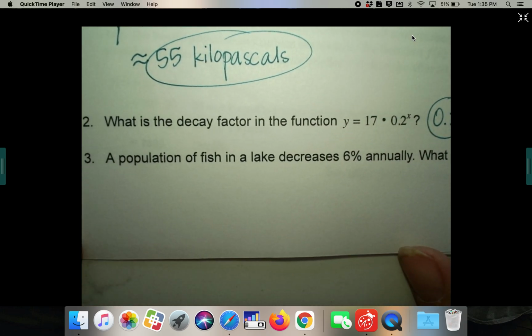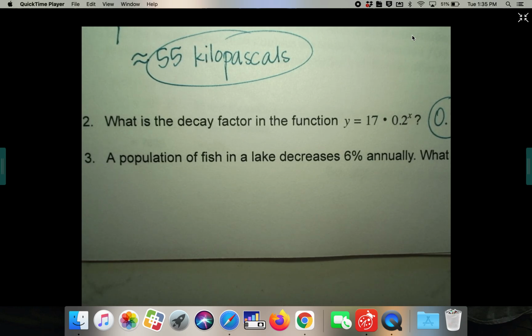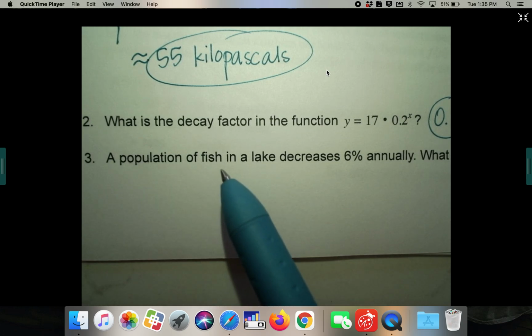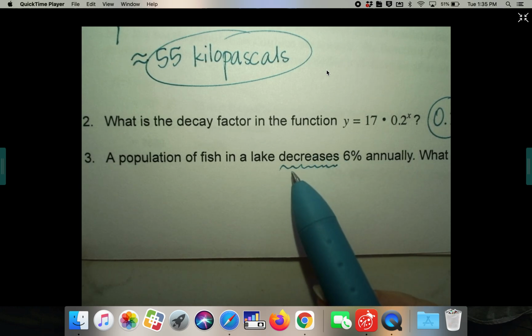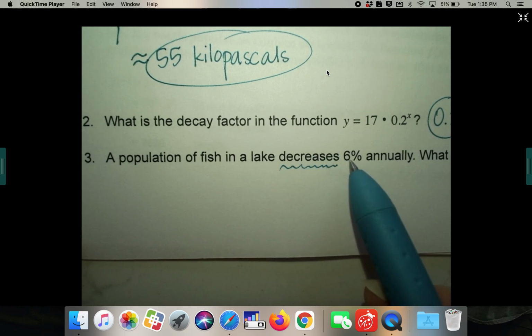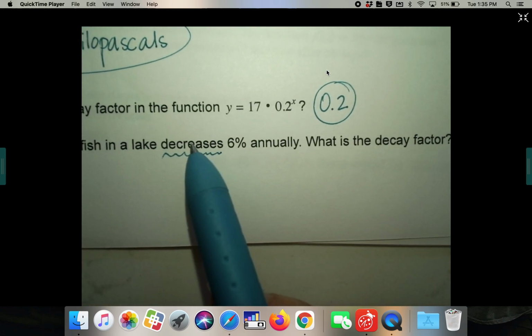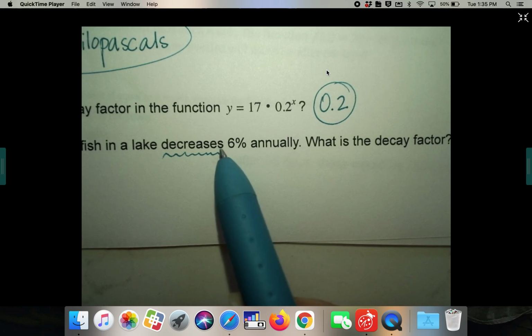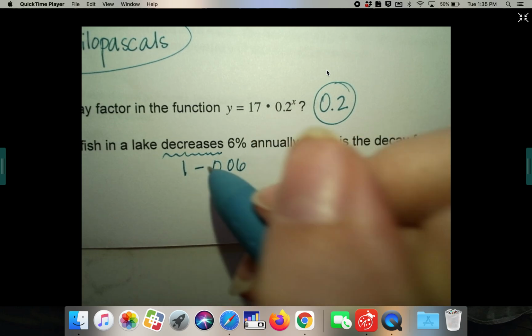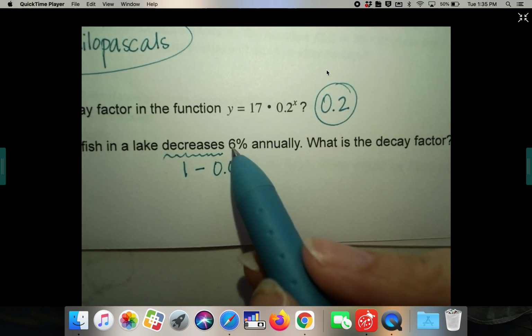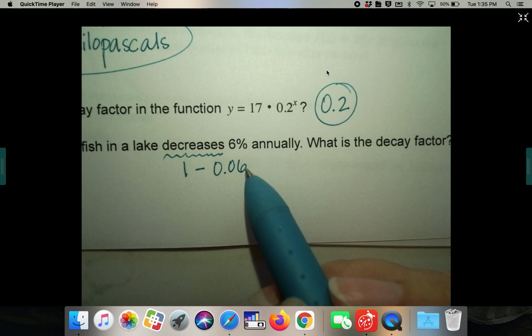All right, and then last, I'm making you guys try this whole subtracting from 1 or adding to 1. So it's a population of fish in a lake, and it's decreasing. I hope you guys are reading that word decreasing as knowing that we need this number to be shrinking, decaying annually. So what is the decay factor? We're going to take our 6, make it into a decimal, which is 0.06, and we need to subtract it from 1, because otherwise, if I multiplied by 0.06, it's actually going to get smaller, but not at the right amount, not at the right rate.